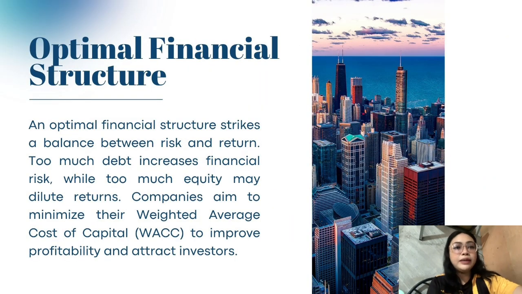So, let's proceed to optimal financial structure. An optimal financial structure strikes a balance between risk and return. Too much debt increases financial risk, while too much equity may dilute returns. Companies aim to minimize their weighted average cost of capital or WACC to improve profitability and attract investors. The goal of financial management is to find the optimal financial structure. Too much debt increases the risk of bankruptcy, and too much equity may be expensive since shareholders expect high returns. A good balance lowers the WACC and improves profitability. Each company has a unique sweet spot based on its industry, size, and goals.